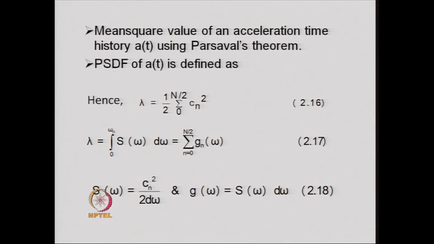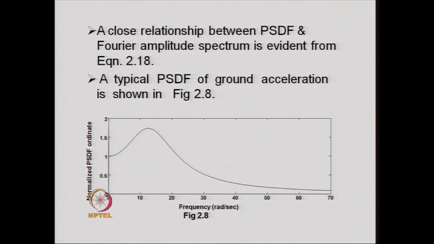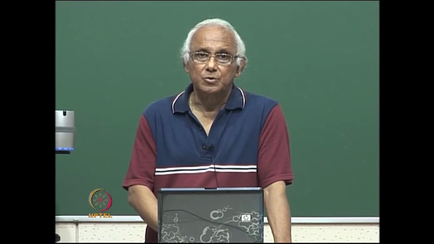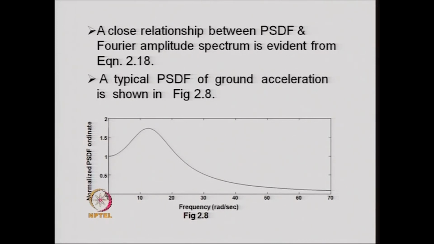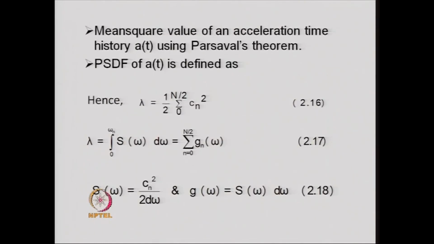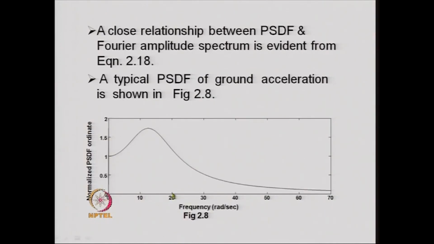Thus one can obtain the power spectral density function for a ground motion, provided we have the frequency contents of the ground motion or Fourier amplitude squares, or we perform an FFT, and from the FFT we can take the real term square plus imaginary term square at every frequency up to the Nyquist frequency, and with the help of that information one can obtain the power spectral density function ordinate using this equation, that is S(omega) is equal to Cn square divided by 2 d omega. A typical PSDF of ground acceleration is shown in this figure.